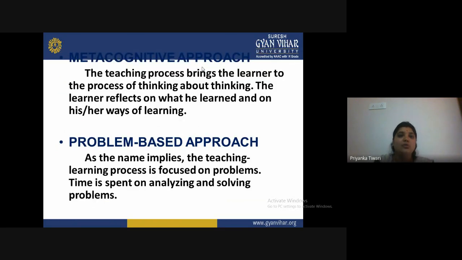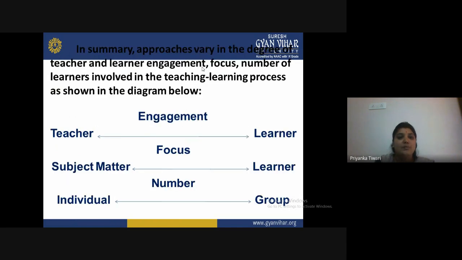Now, the metacognitive approach. Very well, the teaching process brings the learner to the process of thinking about thinking. The learner reflects on what he learned and on his or her ways of learning. Problem-based approach means, as the name implies, the teaching-learning process is focused on problems. Time is spent on analyzing and solving problems.